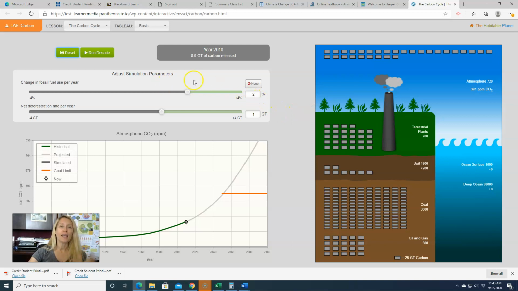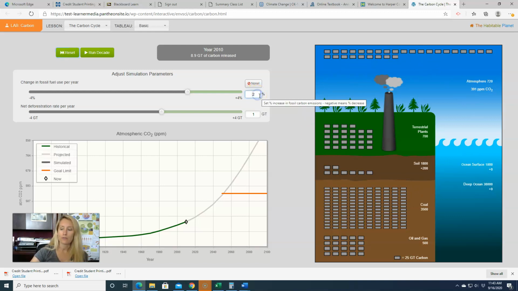So you can adjust parameters of the simulation here, and then you're recording these numbers here. Each of these little gray rectangles represents 25 gigatons of carbon. What you'll see is that we're taking carbon that was once locked up deep in the ground in the form of coal and oil and gas, and as we burn it, we're seeing that carbon move through different parts of the environment.